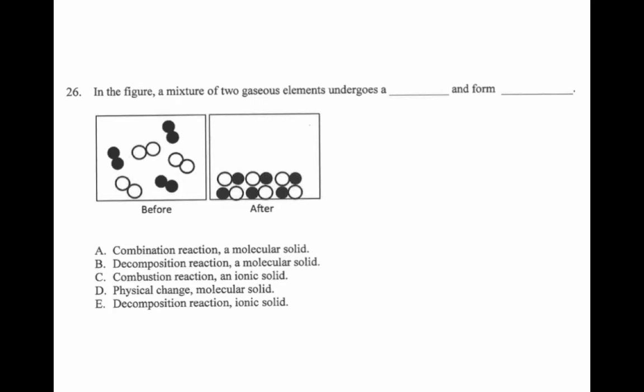How about this one? In the figure, a mixture of 2 gaseous elements undergoes a blank and form blank. Take a second, pause the video. What do you think about this one? What are you looking for? Within my analysis, I see that the product are discrete molecules, not an ionic solid.